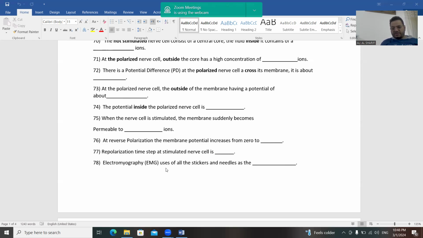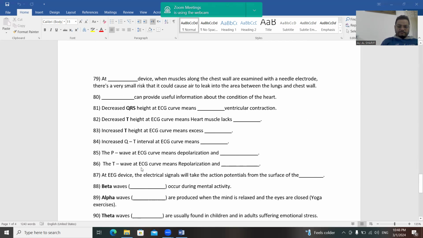Electromyography, it's a device. I explained its important information. Uses of all the stickers and needles as the what? Adds some device where muscles along the chest wall are examined with needles. Electrode here can provide useful information about the condition of the heart, which device, you'll write its name here. Decreased QRS height, what does it mean?